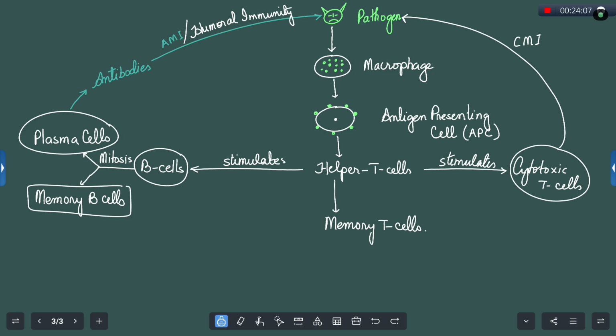The body generates immunity, so it is acquired. Acquired immunity fights disease either through antibody production or through cell production, antibody production through AMI, cell through CMI.